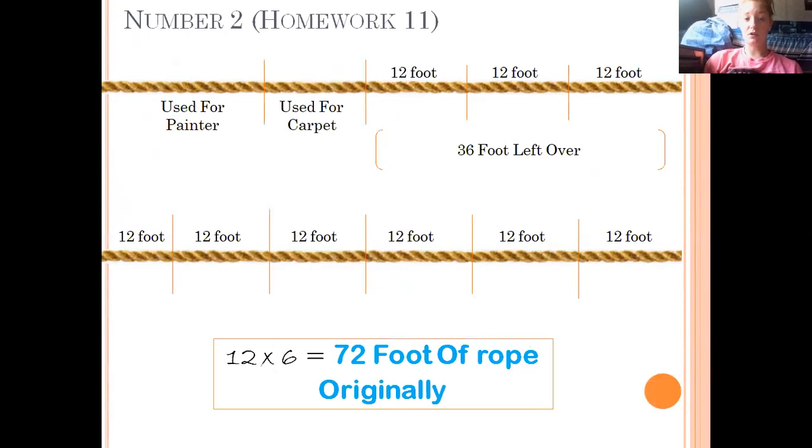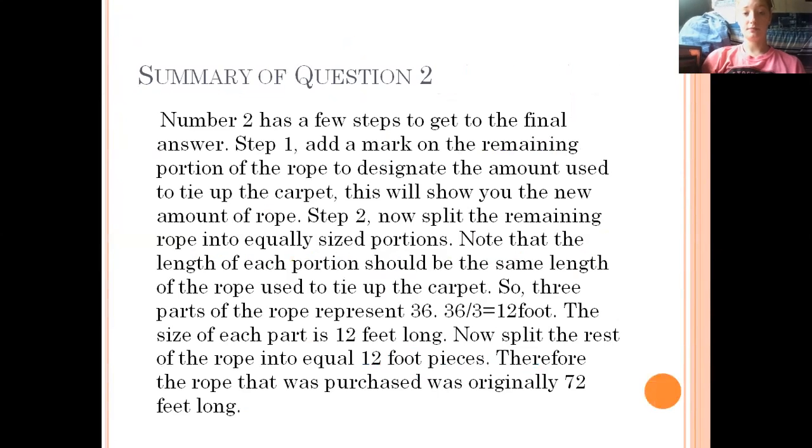So right here I have marked what was used for tying up the carpet. Then I had to split this into 3 equal sections. And our leftover we already know is 36. Well, 36 divided by 3 is 12. So that means each little section here is 12 foot. Well, then we need to split up the rope into all equal pieces to figure out the original amount of the rope. So we already have the 3 12-foots. Well, now we need the other 3 12-foots over here. So 12 times 6 is 72. So 72 foot of rope was originally bought.